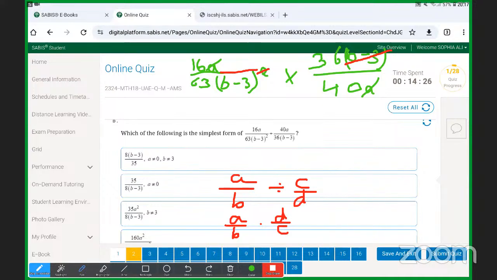Great. Now time for the numbers. You have 16 and 36 in the numerator, and you have 63 and 40 in the denominator. So what can we do now? 36 divided by 9 for 63 and 36. Great, exactly. Do it yourself.